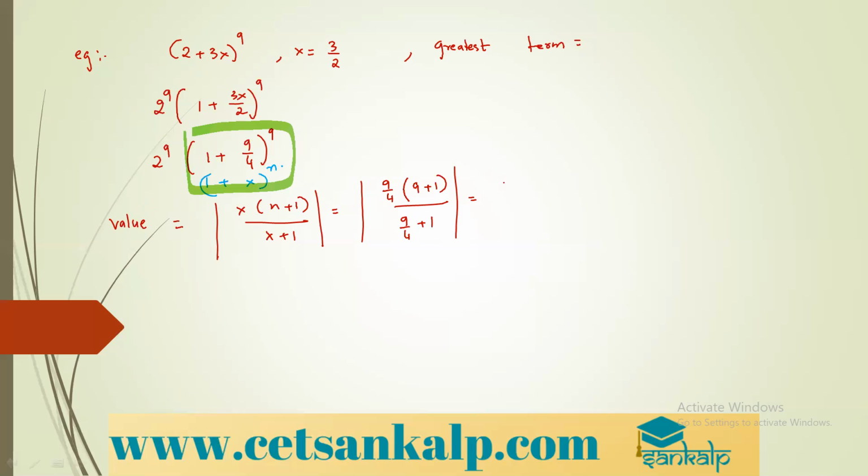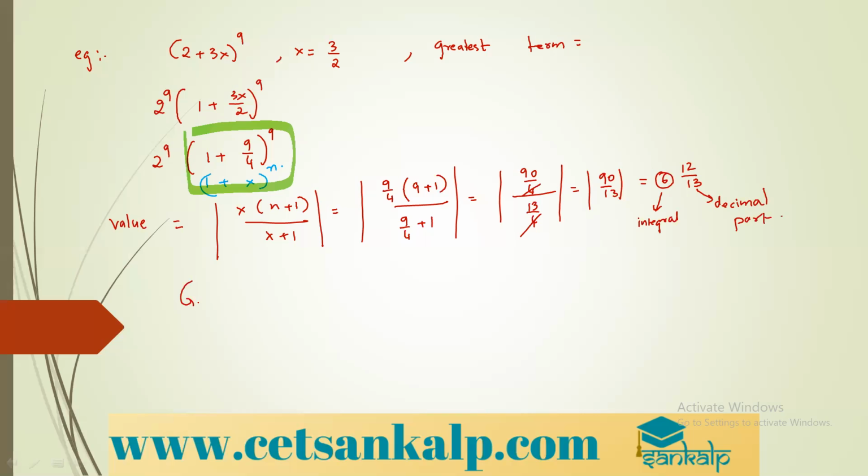So, this will give me 9 by 4 into 10, 90 by 4, divided by 9 plus 4, 13 by 4. This 4 and 4 will cancel. I will have 90 by 13. This 90 by 13, when I divide, I will get 6 point something. So I will see only the integral part. I will not see the decimal part. The decimal part is not important for you, because the integral part is 6.